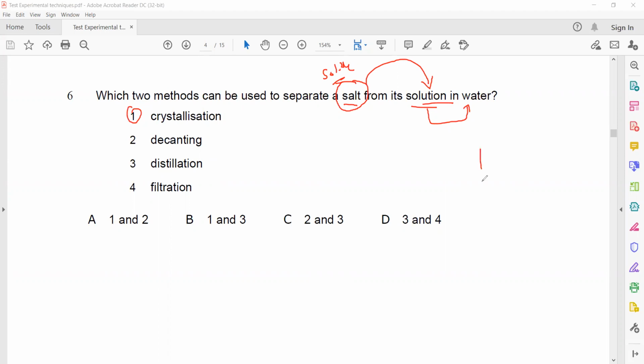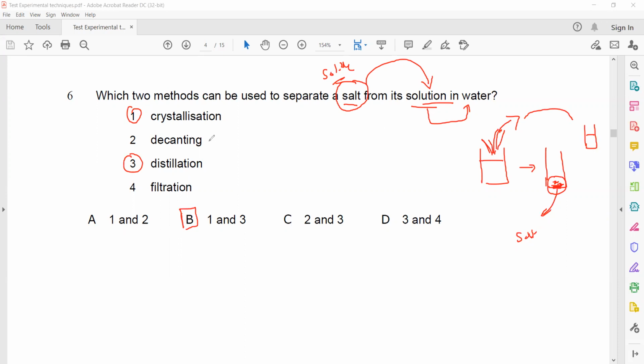How can distillation be used? What happens in distillation is we allow the water or liquid to escape. When the liquid escapes, we condense that liquid and collect it in another container. When all of the liquid has escaped, we are left with salt in the original container, and when we use a condenser, we collect the liquid as well. So that's why 1 and 3 can be used to obtain the salt from the solution. So B will be the right answer.